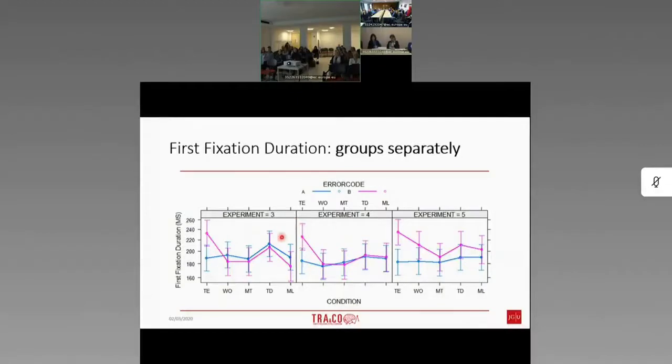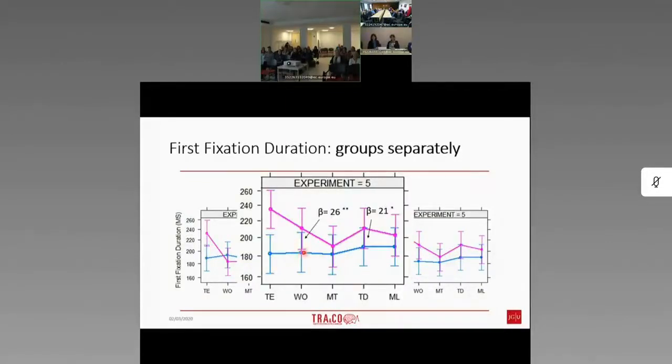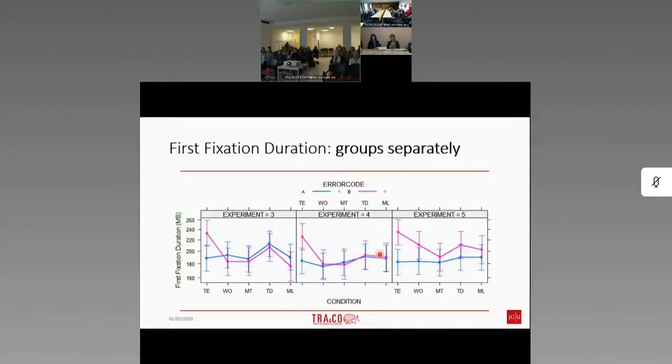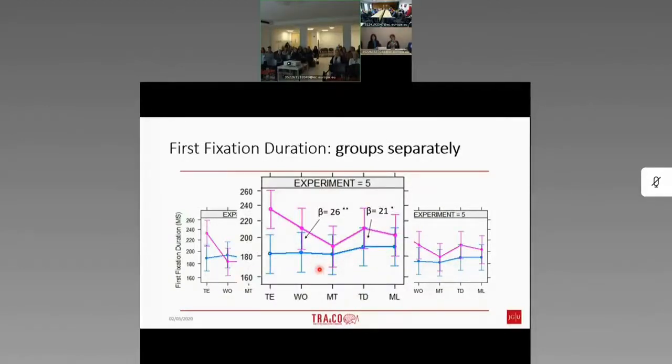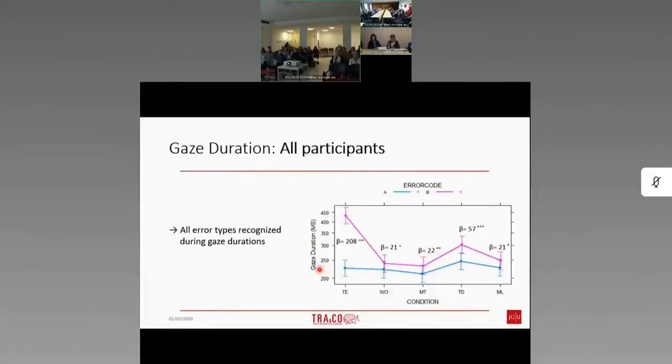If we separate them, so this is the English bilinguals, the German bilinguals, and the professionals, we can see some differences, especially for the professionals. And if we look at that closer, we can see that the professionals also recognized word order errors early and the difficult transposition, so something like carved and craved, within the first fixation duration. The bilinguals did not. You see here, there's no effect. Absolutely no difference. But the professionals clearly showed very early error recognition processes for word order and for the difficult transposition and the easy transposition.